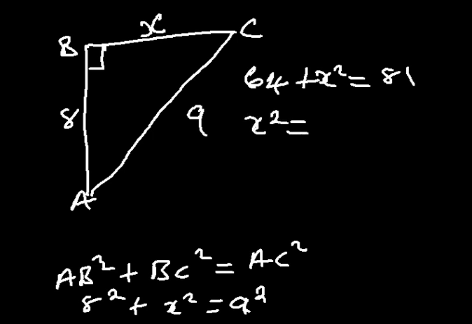We have x square, which is equal to 81 minus 64. That is upon having the like terms together on one side. So we have 81 minus 64.